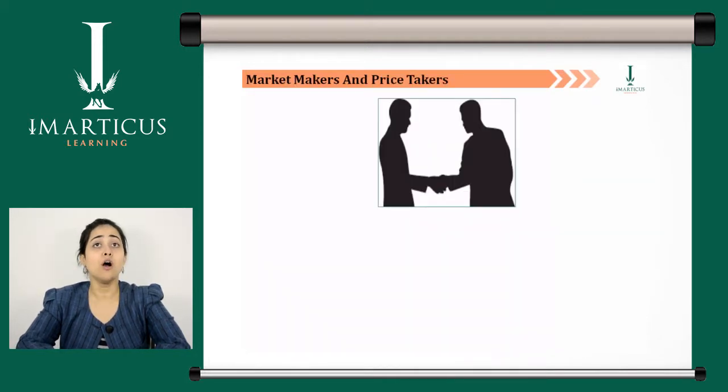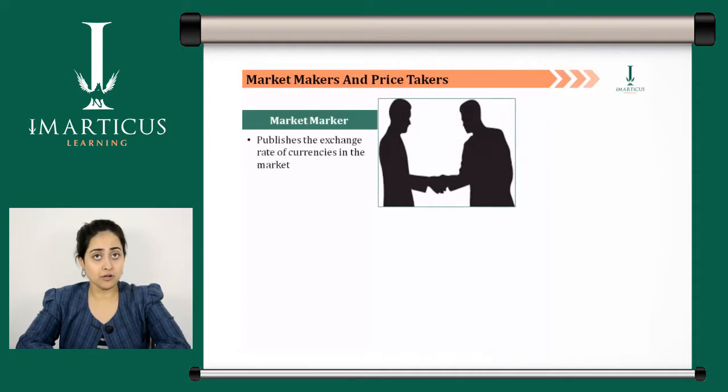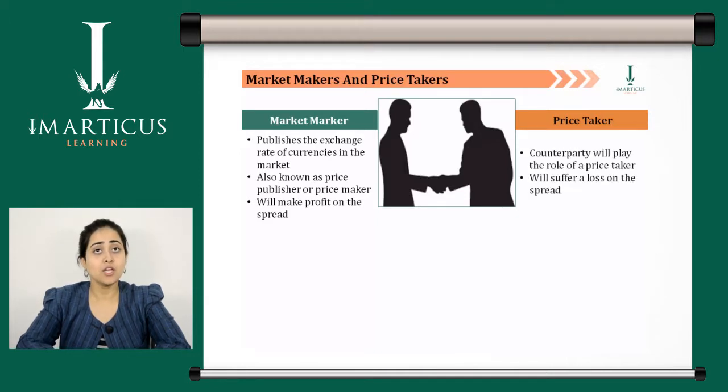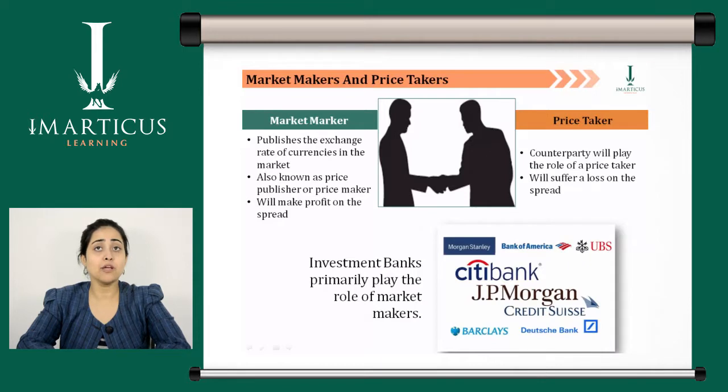Let us move on to the market makers and price takers. The market maker publishes the exchange rate of currencies in the market. They are also known as price publishers or price makers. A market maker will make a profit on the spread, while the counterparty will take the role of a price taker. The price taker will suffer a loss on the spread. Investment banks primarily play the role of market makers.